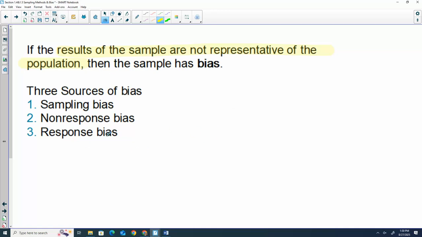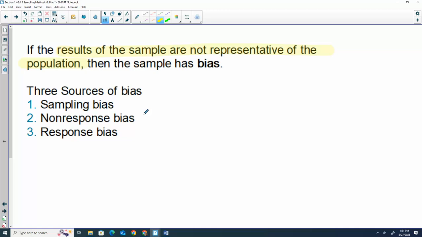So these, you can probably guess what they mean. What do you think sampling bias means? What caused the bias? Our sample. We had a bad sample for some reason. Maybe it's because we took a convenience sample. Maybe it was a cluster sample. Maybe we just didn't really think it through. For some reason, our sample doesn't represent the whole population.